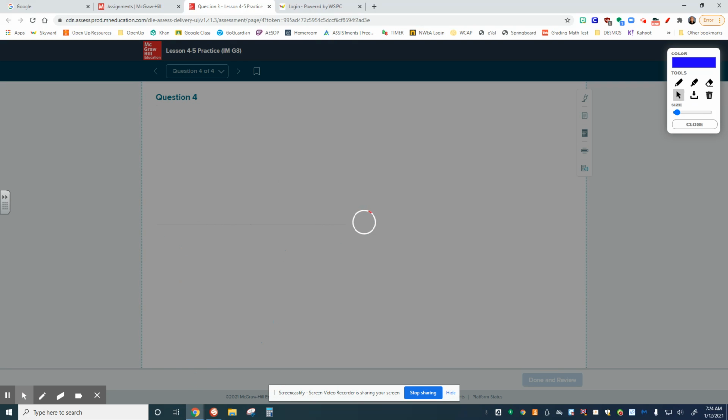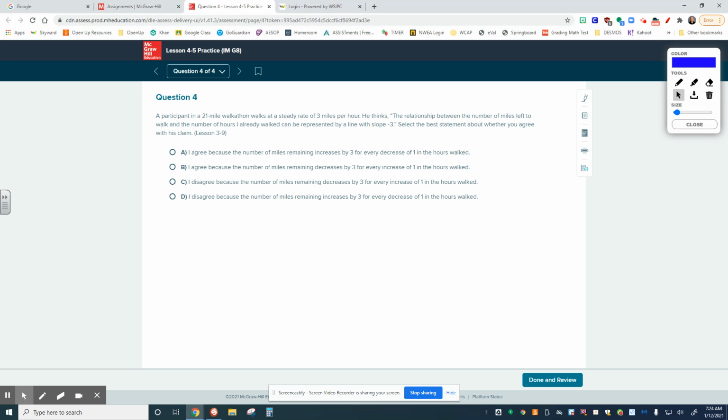And then the final question. A participant in a 21-mile walkathon walks at a steady rate of 3 miles per hour. He thinks that the relationship between the number of miles left to walk and the number of hours already walked can be represented by a line with a slope of -3. Select the best statement about whether you agree with this claim.